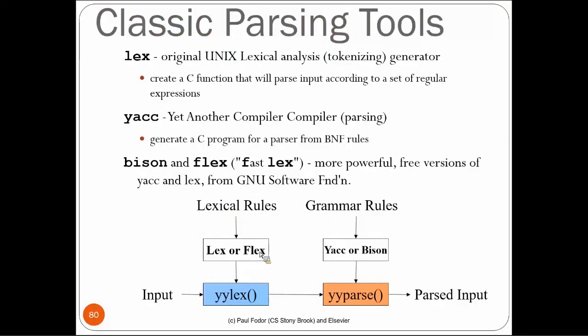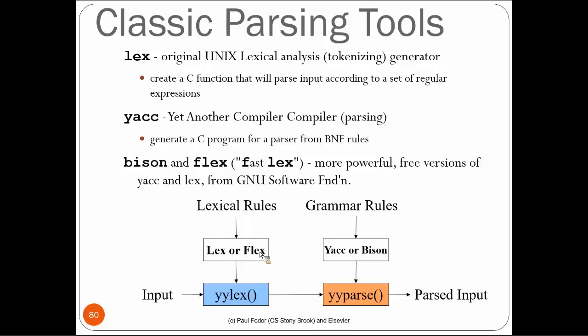So Lex is the original tokenizer written for Unix. It creates a C function. What's the input to Lex? It's regular expressions. And the output of Lex is a C function that will parse the input according to that set of regular expressions and identify the tokens. Then the output of Lex is the input for the parser.